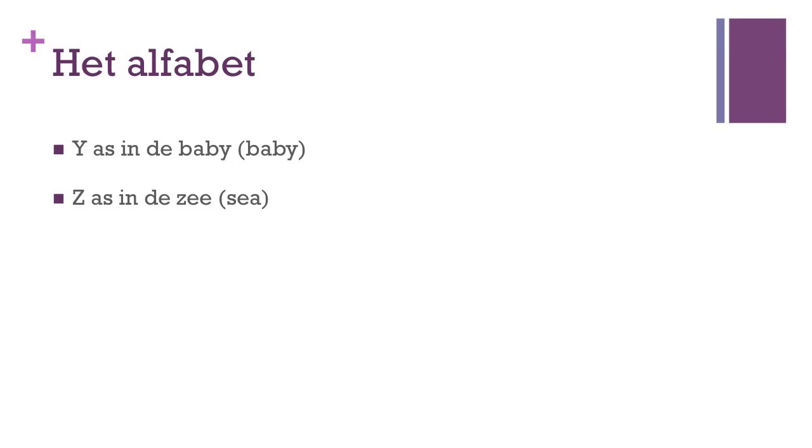Now I'm going to say the alphabet once again, and as an exercise, spell your own name in Dutch. So the alphabet is A, B, C, D, E, F, G, H, I, J, K, L, M, N, O, P, Q, R, S, T, U, V, W, X, Y, Z.